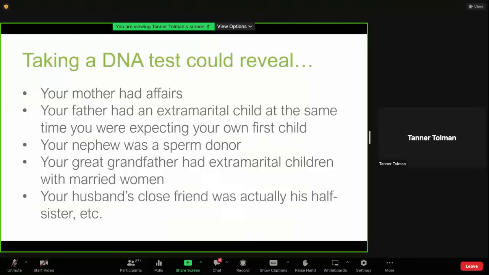So a DNA test can reveal many, many surprises. And if you don't want to know, don't test. But I would encourage you to test and to embrace and accept the truth. I think that we need to remember, what would Jesus do? And in this case, we know exactly what Jesus would do because he did it.